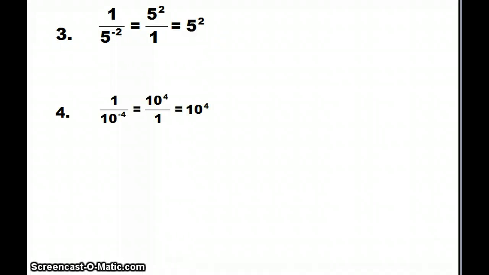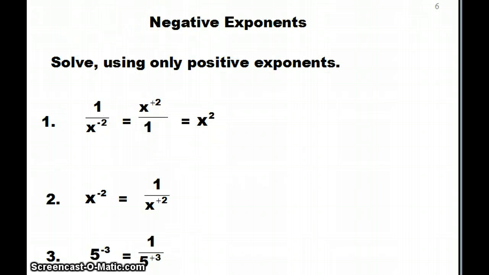In example number 4, we have 1 over 10 to the minus 4th power. The base is 10, its exponent is negative. We want to move it to the opposite spot. It's on the bottom, so it's going to go to the top. So we have 10 to the power of 4 over 1, which is simply 10 to the power of 4, or we could write 1 followed by 4 zeros.